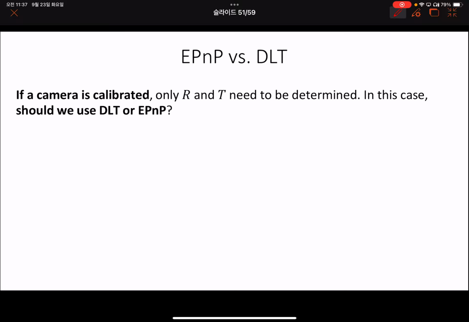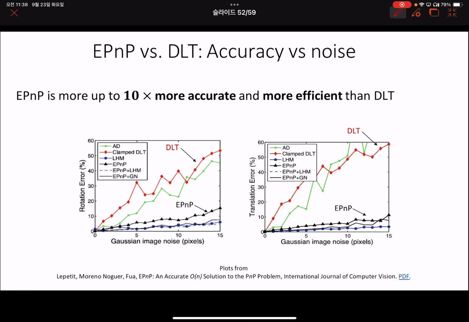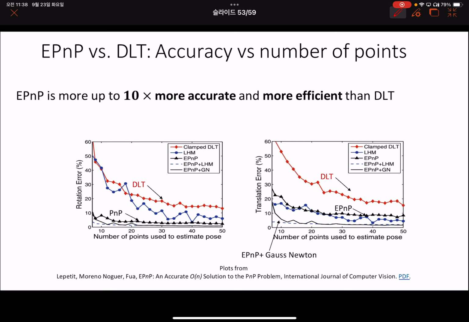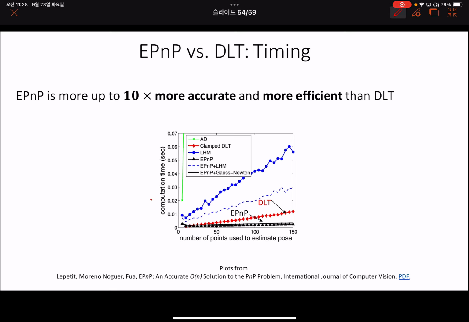And the conclusion is that if a camera is calibrated, both DLT and EPnP can be used, right? When intrinsics are given, we can try both EPnP and DLT, but the result is that EPnP is way better. EPnP is up to 10 times more accurate and more efficient than DLT. So that is the reason why we are interested in EPnP. As you can see, the error is significantly lower than DLT, and the computation time is much lower than DLT. So EPnP is way more accurate and way more efficient than DLT.